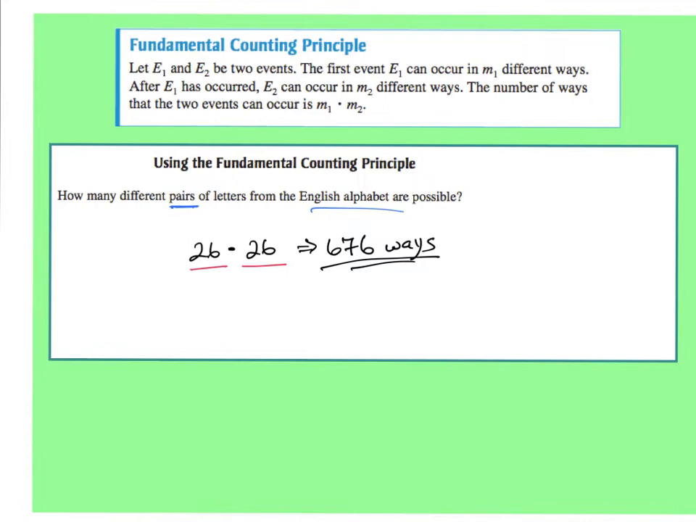I want to make one up now. I want to know how many ways can we have two distinct vowels followed by a consonant?